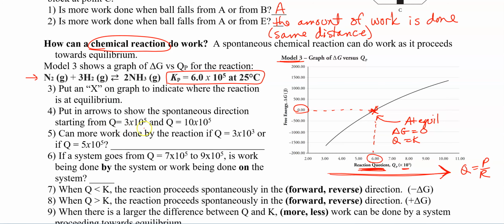Number 4, put in arrows to show the spontaneous direction starting from Q equals 3 times 10 to the 5th, and then going to Q equal to 10 times 10 to the 5th. So from 3 to 10. Here is 3, so I'm going to put a dot there, and then we're moving along until we get to 10, which is right there. Obviously we're proceeding in this direction, right? In that direction.